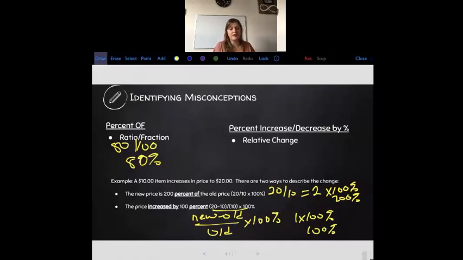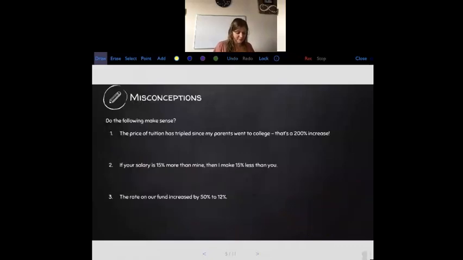So be careful, not only in the math problems, but when you're talking about percentages as well, what you're saying and what you're meaning. So do the following statements make sense? Talking about what we just did with percent of and percent increase and decrease, can I say these following statements, or do they make sense? So number 1, the price of tuition has tripled since my parents went to college. That's a 200% increase. Yes, this statement makes sense. A 200% increase means that the original number has tripled.